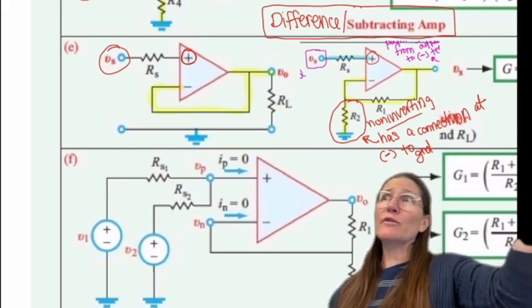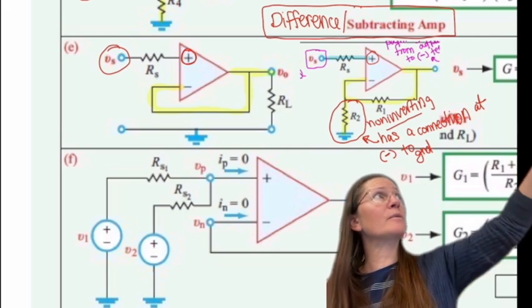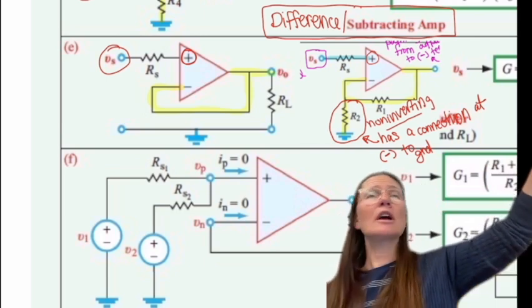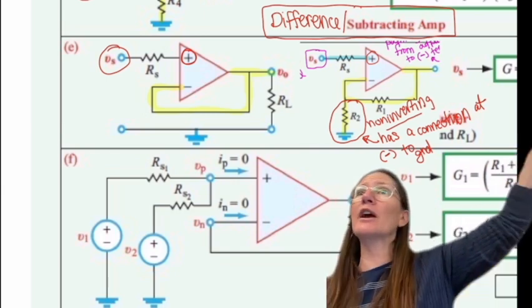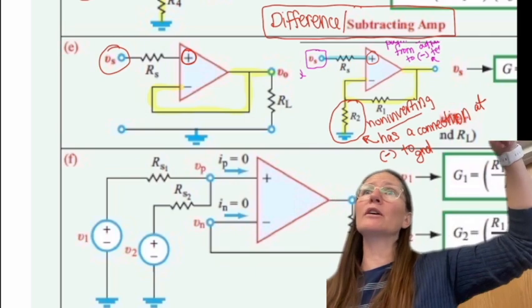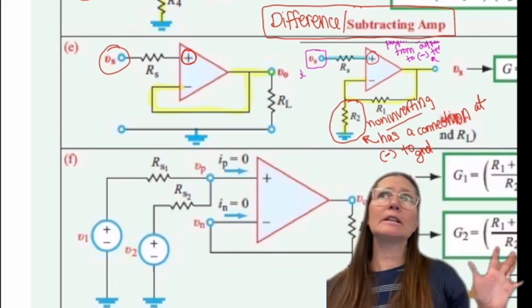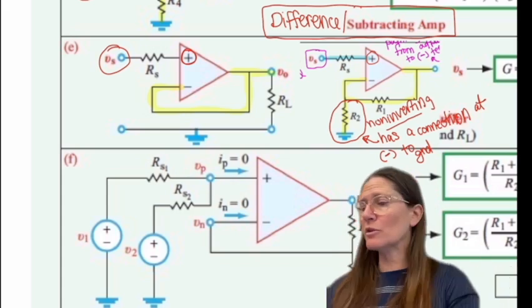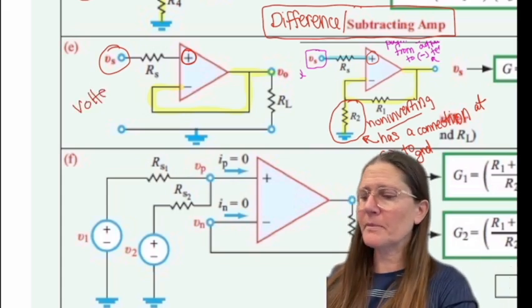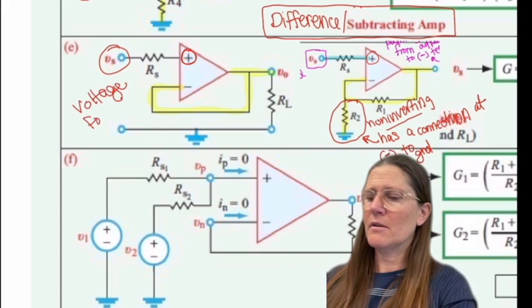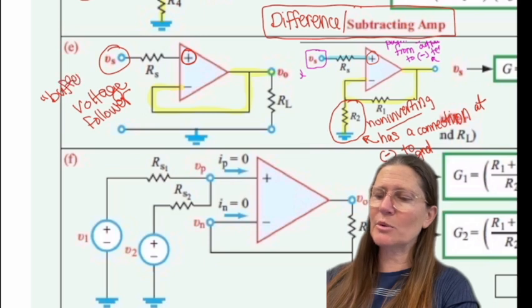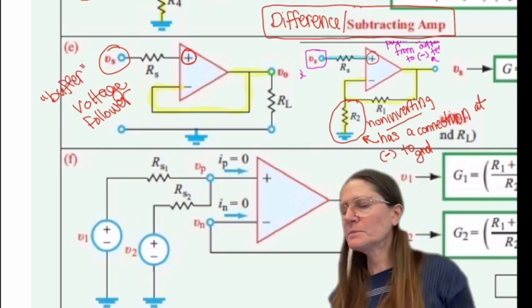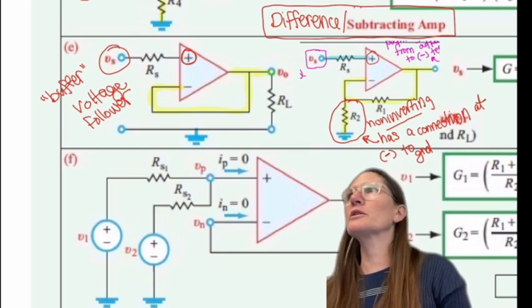This one is a voltage follower. It only has a pathway from the output back to the negative terminal. And on the negative side, I don't also have a connection to ground. If I have a connection to ground, it will not be a voltage follower. Okay? So that's the difference between those two. So this is the voltage follower. And the other word you're going to see interchangeably with it is called a buffer. So those two words will be the same.